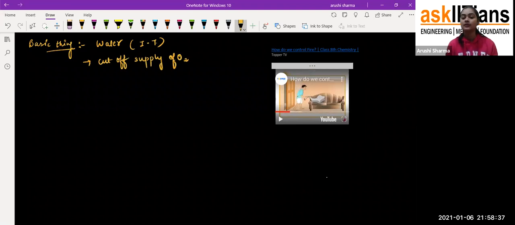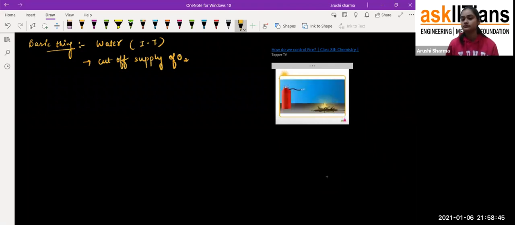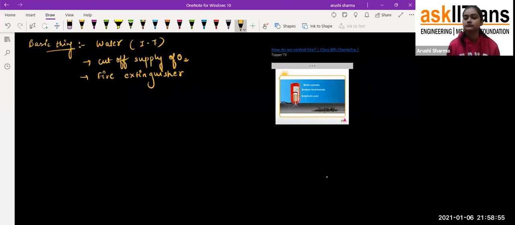Now continuing with it. One of the methods to cut off oxygen supply is to cover the burning material with a blanket. Fire extinguishers can also be used to control fire. A fire extinguisher contains sodium bicarbonate solution and concentrated sulfuric acid that react to produce carbon dioxide gas. The carbon dioxide gas so formed forms a blanket around the fire, cutting off the oxygen supply.